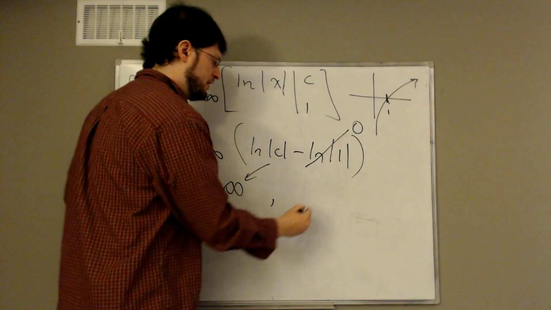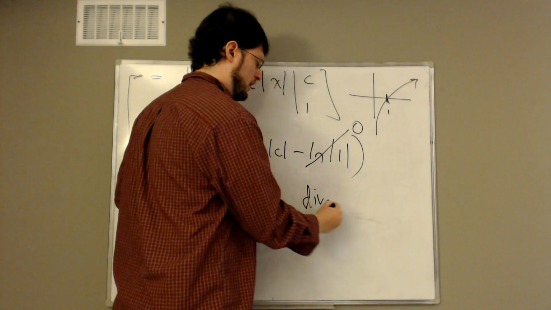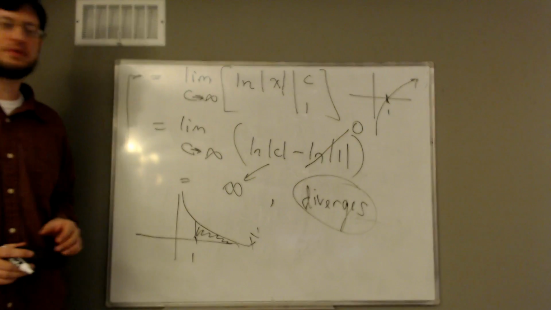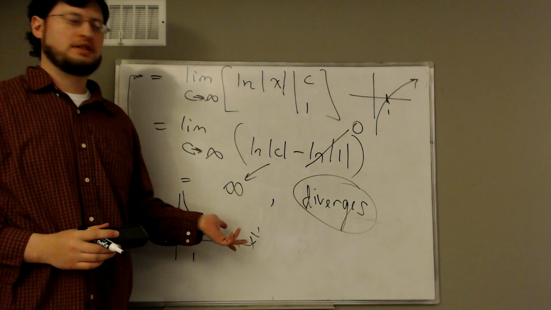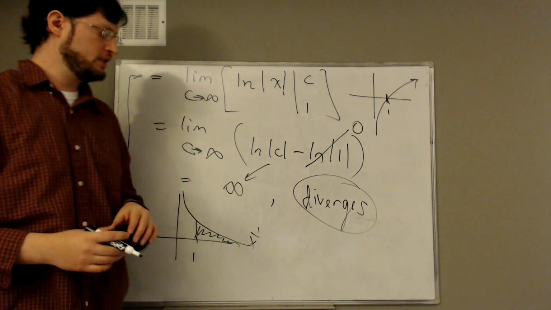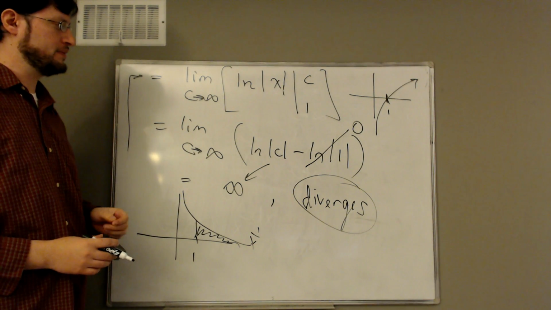And so this integral, we say, diverges. So converge means that the area is finite. Things come together. Diverge, they go apart. The area is infinite.